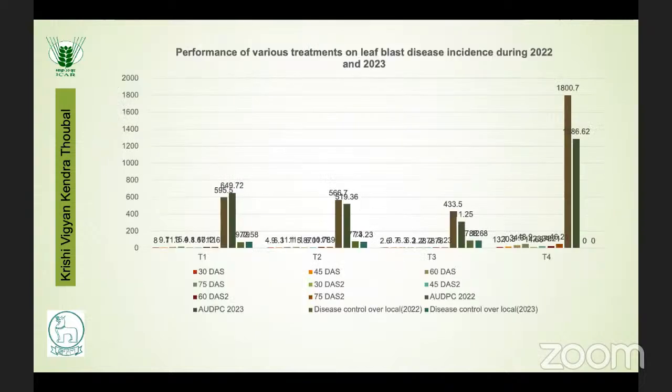3. This is a graphical representation of the different findings of table number 1.